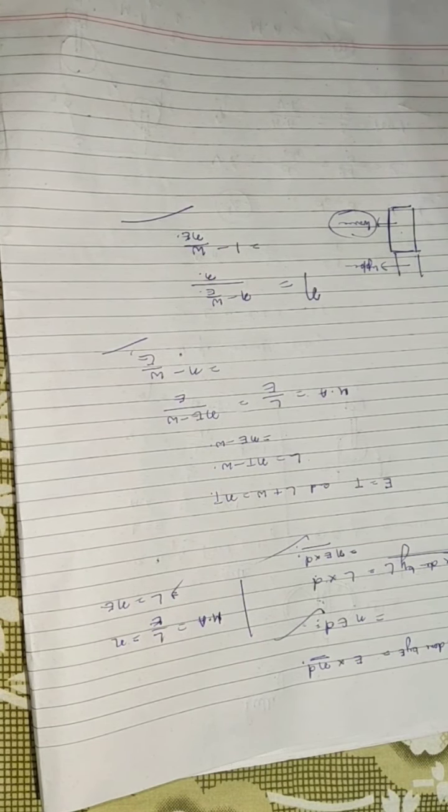Now, whatever examples are given in the exercise, those examples are to be read nicely, and the numericals you have to practice. And some reasoning questions are there in the chapter, that is question number 18. Those questions are to be read nicely, up to this much.